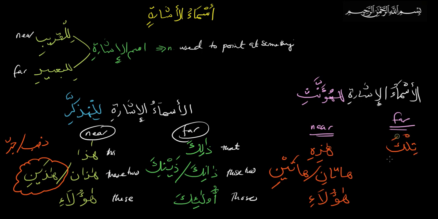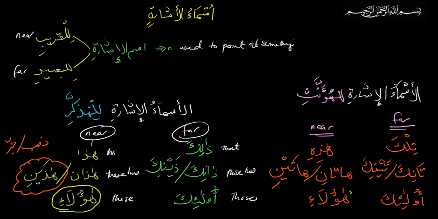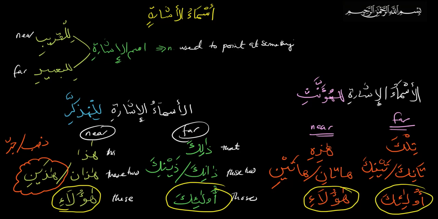And then تلك، تانك، تينك، and أولئك. Now observe that for both the muzakkar and muannas, هؤلاء is the same, and أولئك is the same.